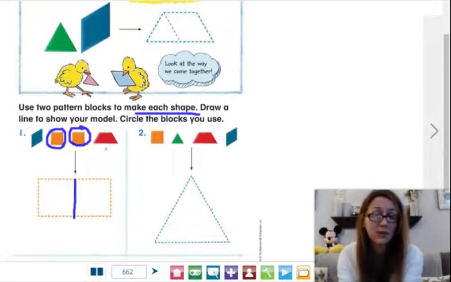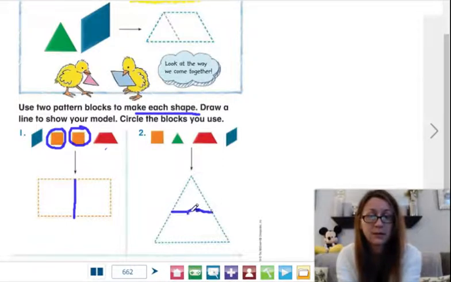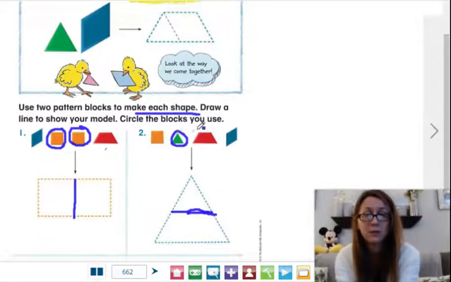So I am actually going to use the triangle and the trapezoid, and I'm going to draw one line across the center, make that a little bit straighter. So now you can see here is the triangle on the top, and here's my trapezoid at the bottom. So these are our 2 smaller shapes that we used to make our composite shape.